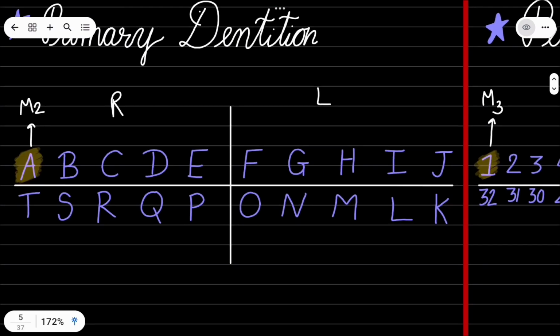Similarly, for deciduous teeth, we will be using alphabets. The first alphabet, that is A, will be given to the deciduous second molar, as there is no third molar in the deciduous teeth.